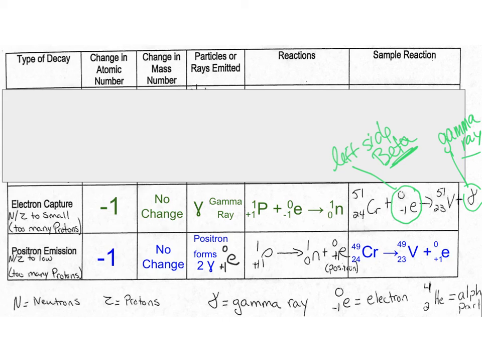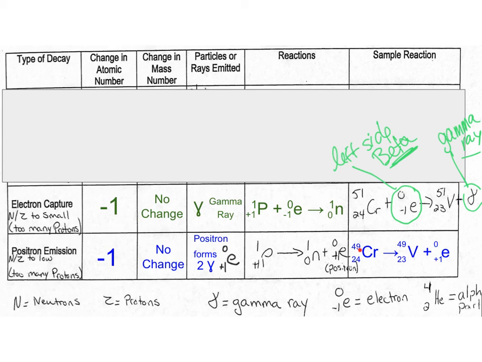That makes sense why we called it a positron, which is different than a beta particle. Remember, betas have negative. Positrons are going to have positive. So what we're going to do here is you can fill in your sample reaction. I want to go through an actual example here.